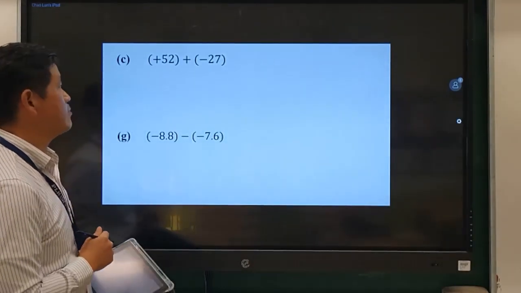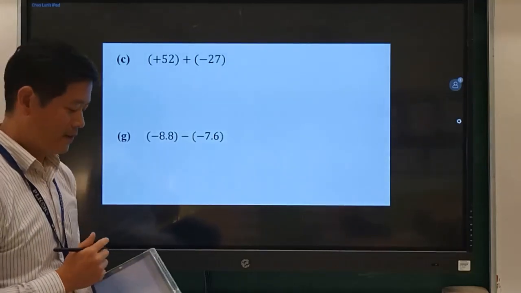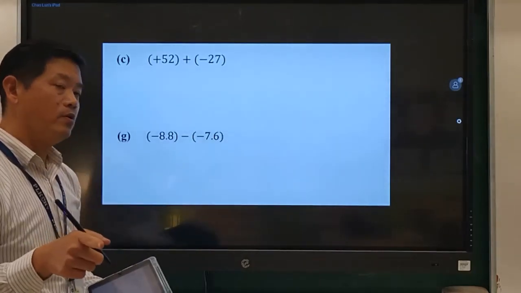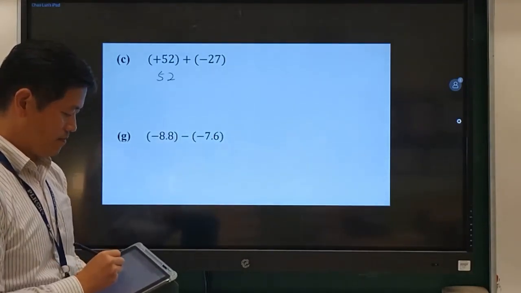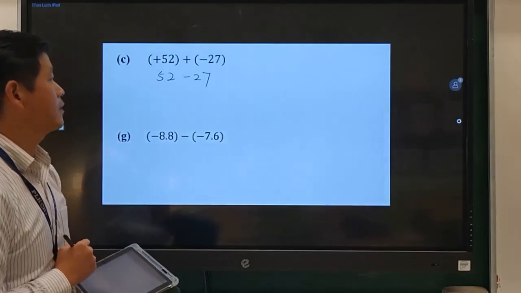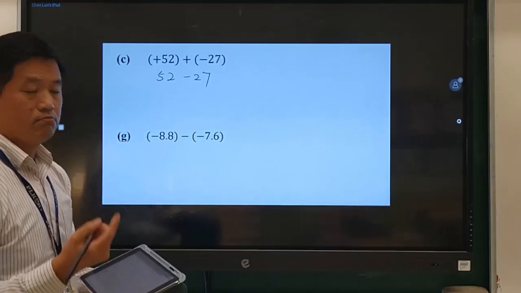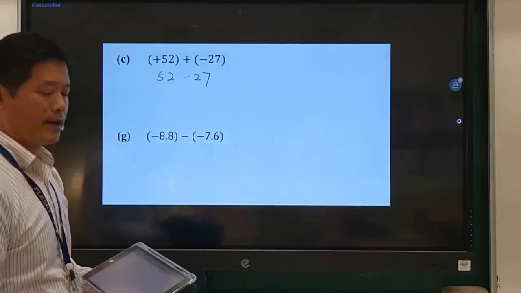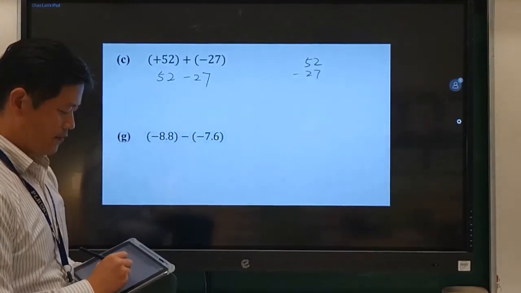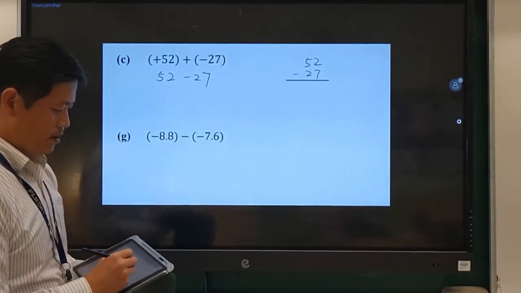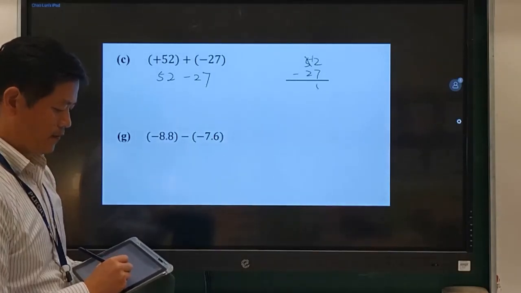So first question, this is number C. I have 52 plus negative 27. Now if you remember in your textbook, this is basically the same as 52 minus 27. So now it goes back to your primary math. 52 minus 27, what would I get? Borrow, that would be 12. 12 minus 7, that would be 5.